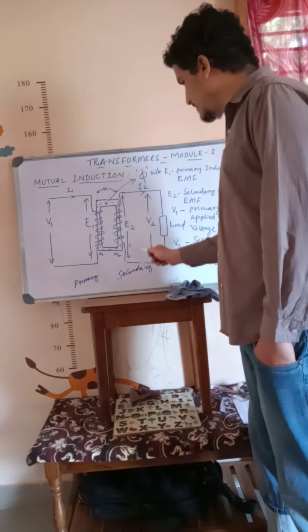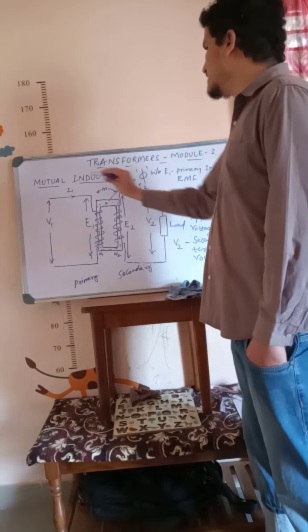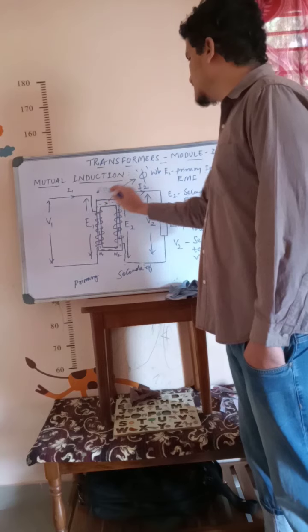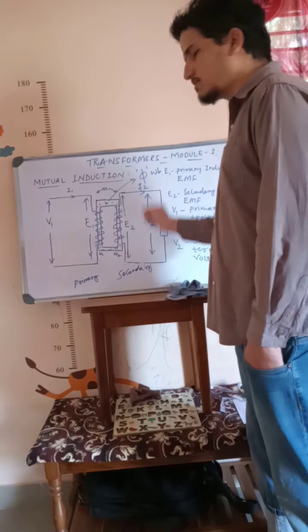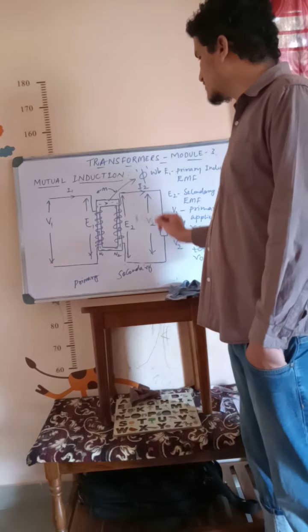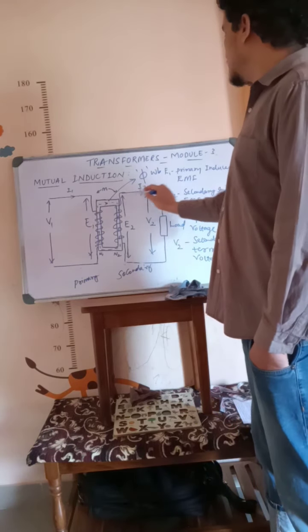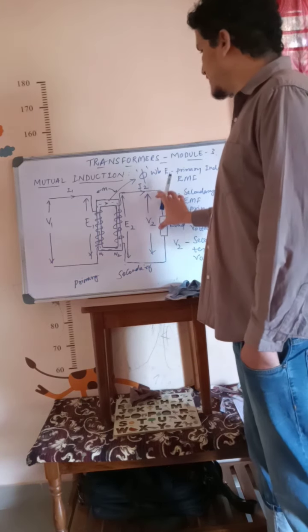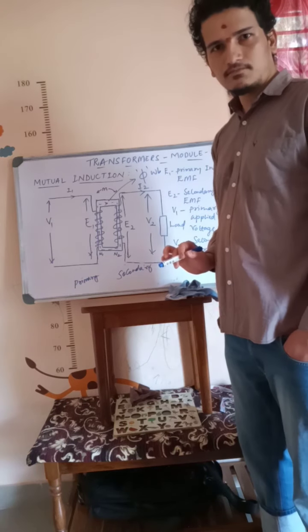E2 will be induced in the secondary winding. This phenomenon is called mutual induction, due to which an EMF is induced in the secondary, because this flux is varying with respect to time. According to Faraday's laws of electromagnetic induction, an EMF is induced in the secondary winding. If it is open circuit, then the same voltage will appear here also, no? So the open circuit voltage is E2 only.